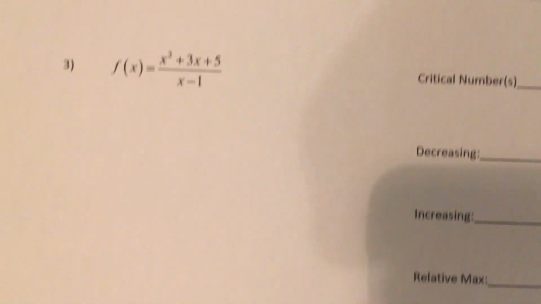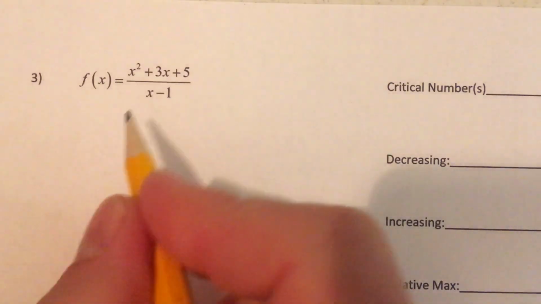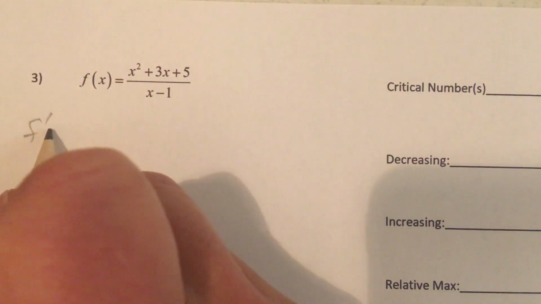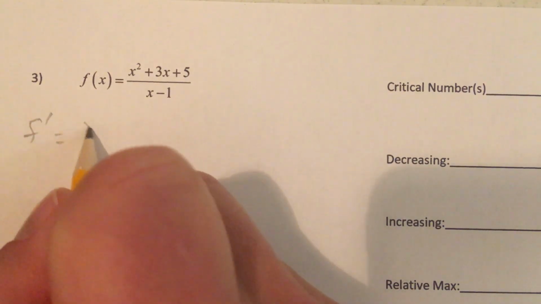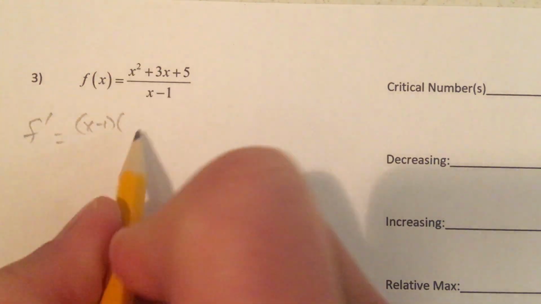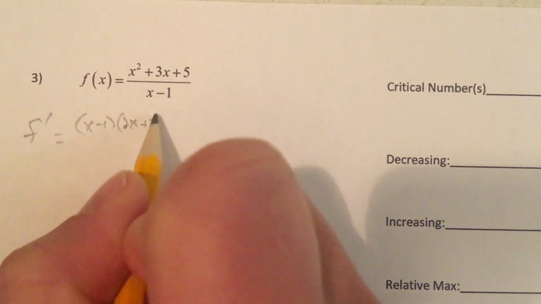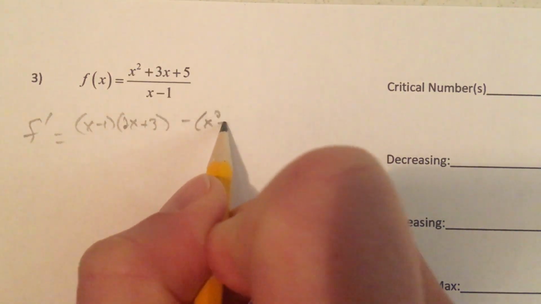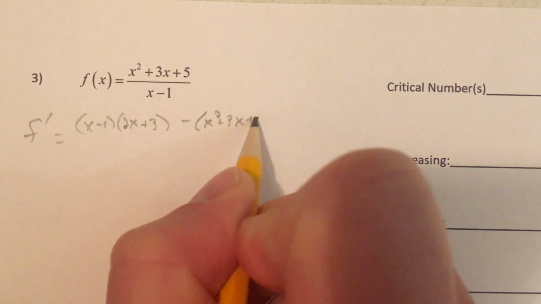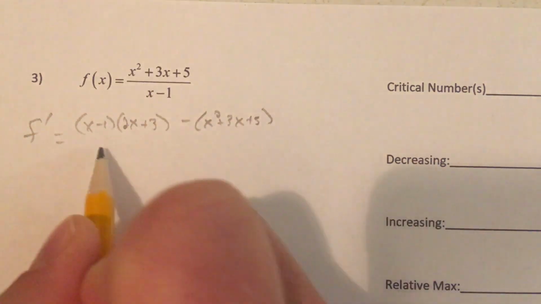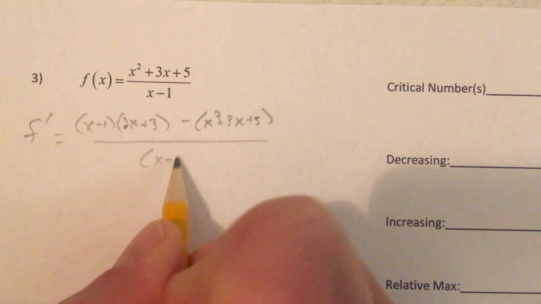For number 3, now we have a little bit more work to do here. Our derivative is going to be a quotient rule. It's going to be x minus 1 times the derivative, which is 2x plus 3, minus x squared plus 3x plus 5 times the derivative of the bottom, which is 1, all over the bottom squared.